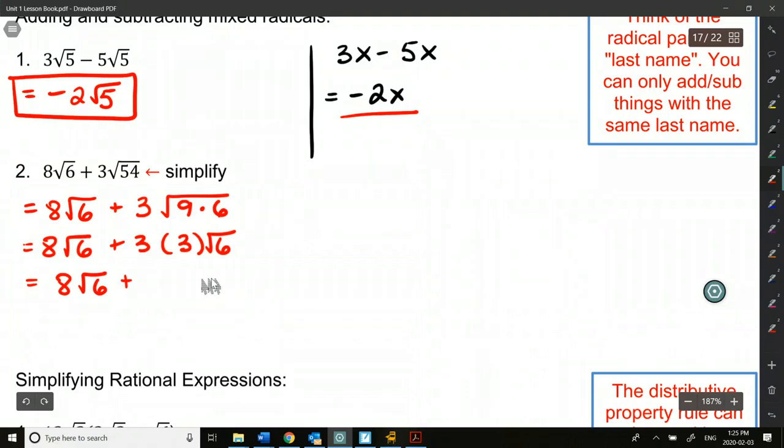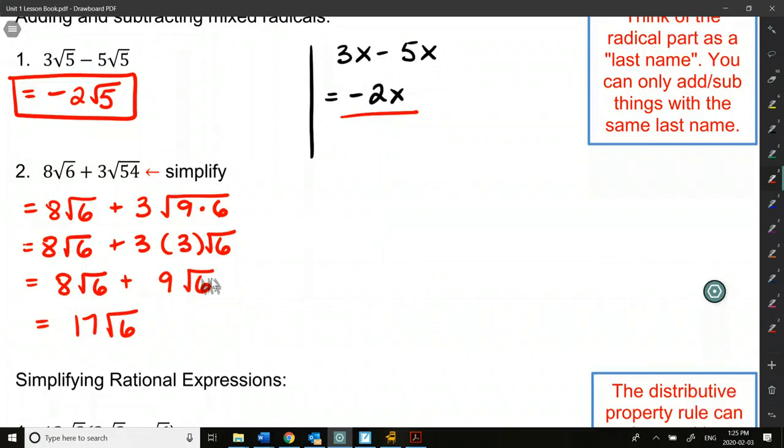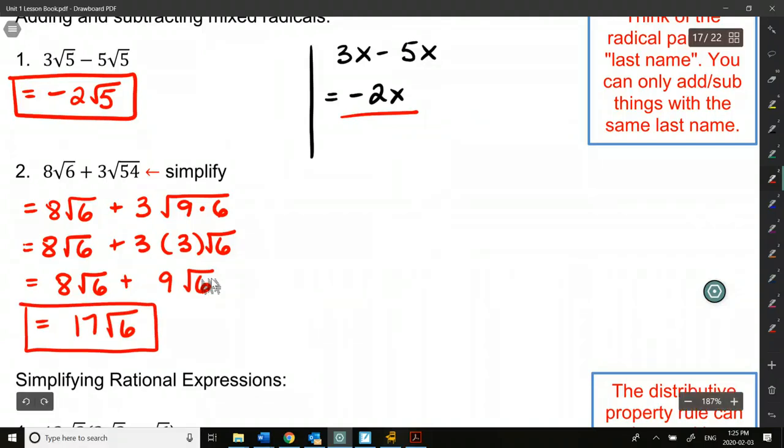And then I'm going to just follow BEDMAS here. So I'm going to multiply 3 times 3 first to get 9. And then I can add. So be 17. So 17 root 6. Perfect. So 8 root 6s plus 9 root 6s means I have 17 root 6s. Don't add the roots. Just like I don't duplicate the x's or anything, right? You keep the last name and add the numbers in front. So keep the root part, add the numbers in front.